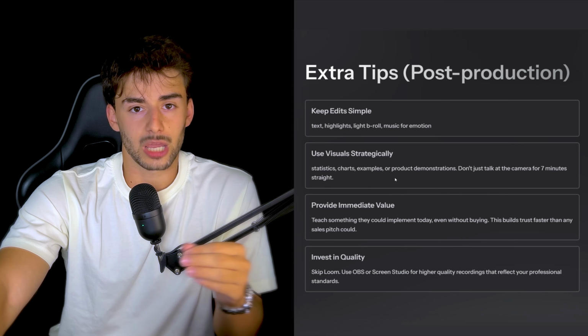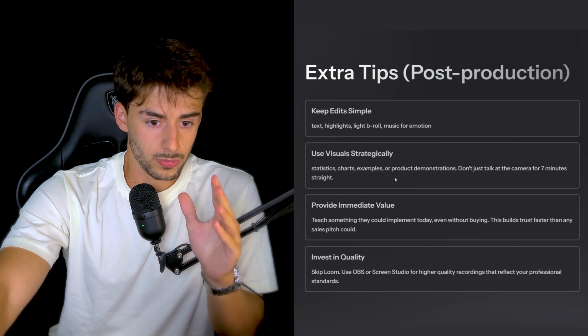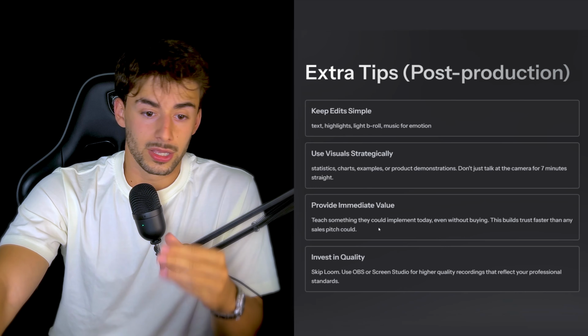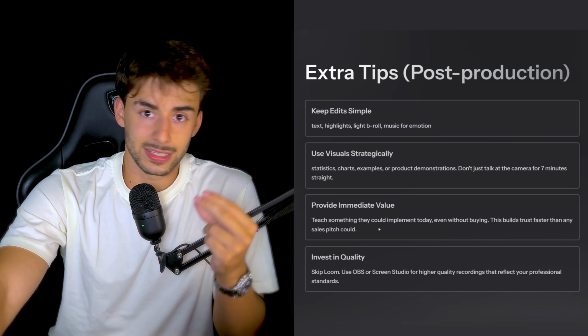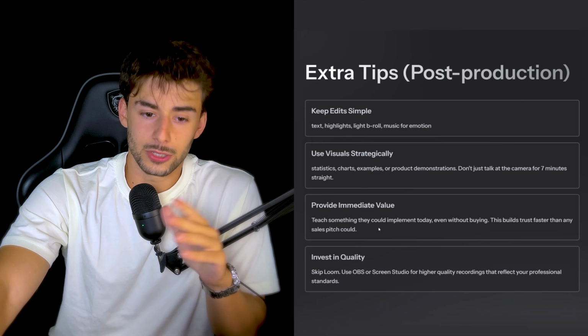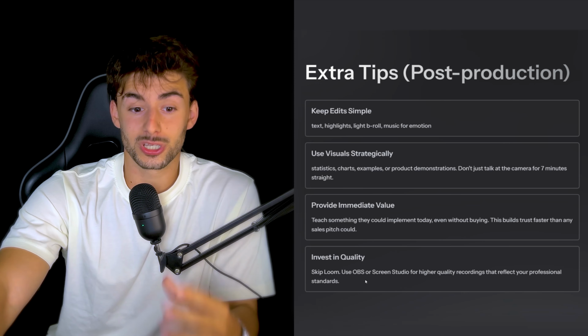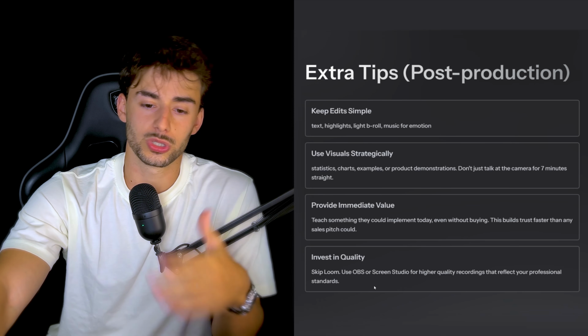And don't just talk to the camera, talk to the person. Give out value. Teach something that they can use right away. This builds trust so fast. And don't use Loom, because quality matters in VSLs. Record your footage and the screen with OBS or Screen Studio instead.